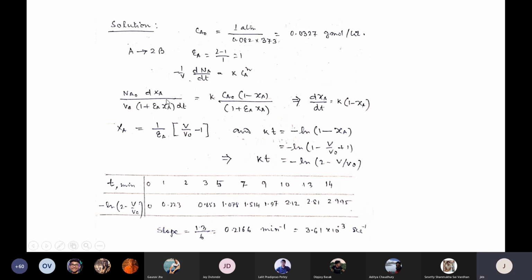Now, this problem I'll take up in the next class. Today I have discussed the theory part, and a few plug flow reactor problems will be discussed in the next class. So better you can ask if you have any queries or questions.